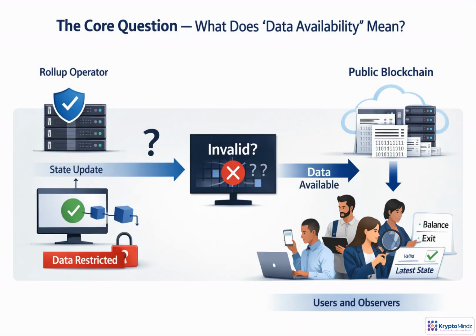The rollup proof can say, this calculation was valid. Data availability asks a different question. Can users see the inputs behind that calculation? Without those inputs, they cannot independently check balances, exits, or the latest state.